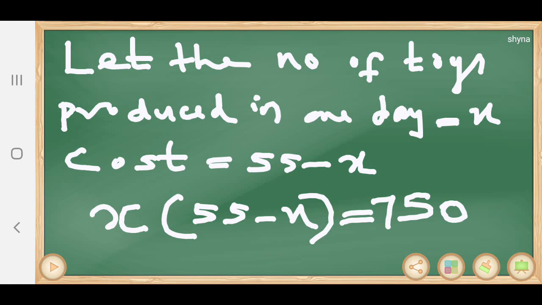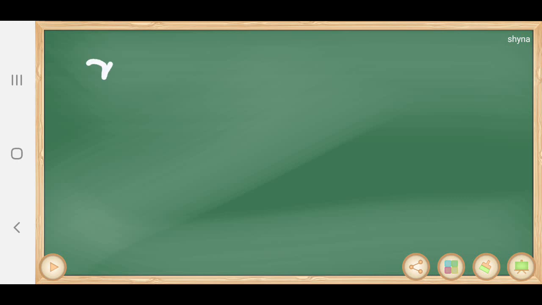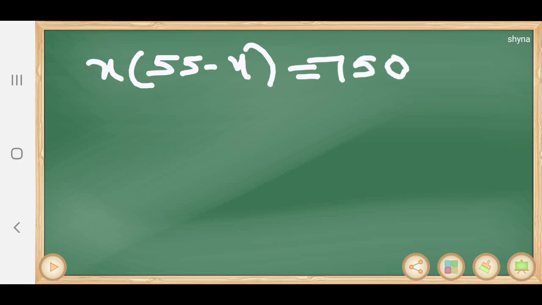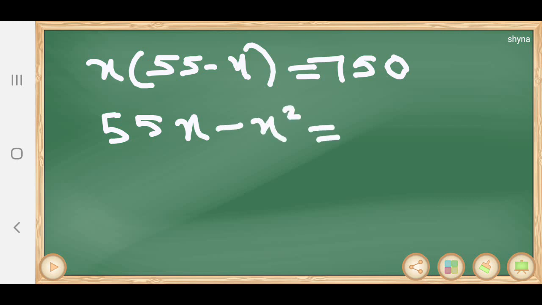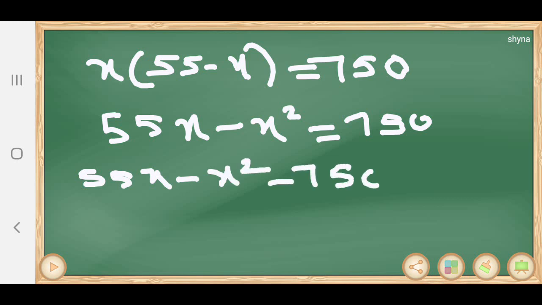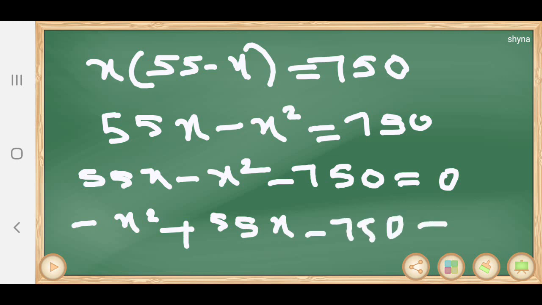I think all of you understood. Number of toys into cost gives the total cost of that much. That gives the total 750. So x into 55 minus x equal to 750. While multiplying, 55 into x, 55x, x into x, x square, equal to 750. Then 55x minus x square minus 750 equal to 0. Then minus x square plus 55x minus 750 equal to 0.